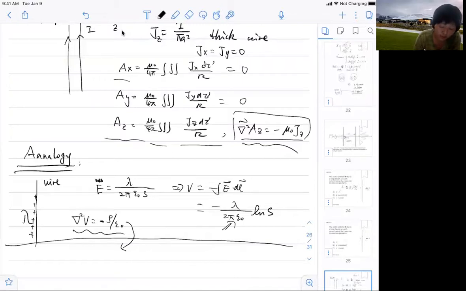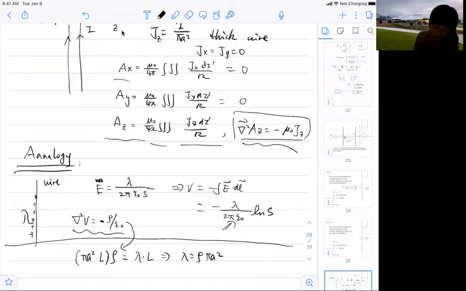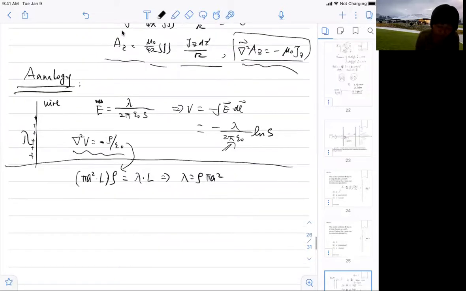So how do I do this? I know that in the volume of this much surface area times this much length, I have this much charge. And the same amount of charge can be described using lambda times L length. So I draw a relationship between rho and lambda so that I know my lambda is rho pi a squared. So let me modify my results. I conclude that if you have a math equation like this, I know the result is negative rho pi a squared over 2 pi epsilon log s.